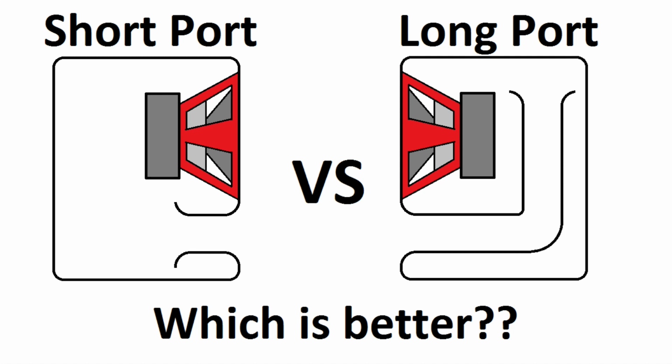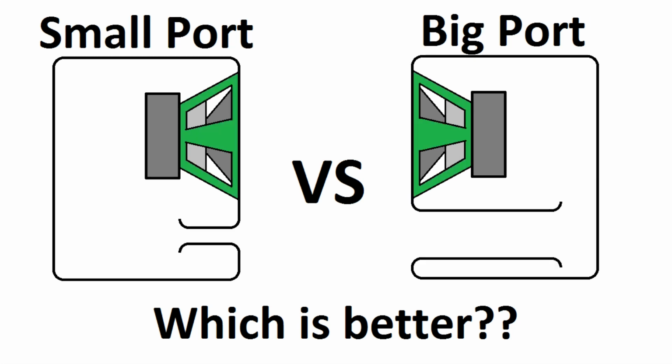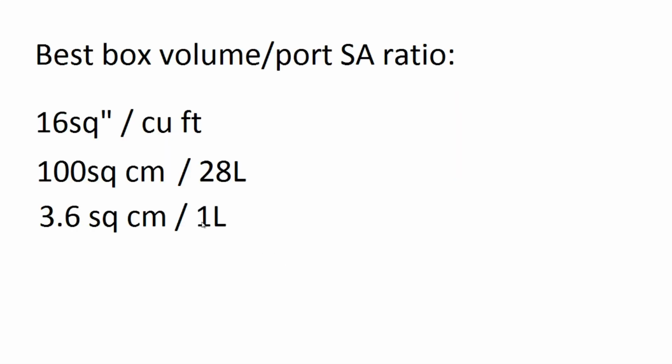Now this is kind of a follow-up video from this very similar looking thumbnail right here, which is small port versus big port, or what is the best port surface area. Now if you haven't seen that video yet, feel free to check it out. But in this one, we're going to be basing it off the result from that one, which is 16 square inches per cubic foot, or 3.6 square centimeters per liter, which is a fairly standard, good middle range port surface area per volume of the box.